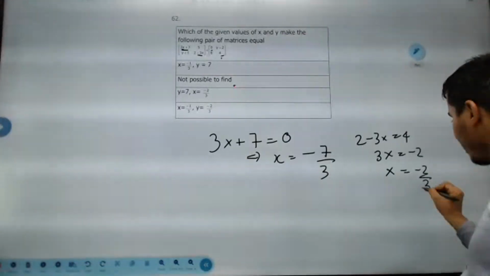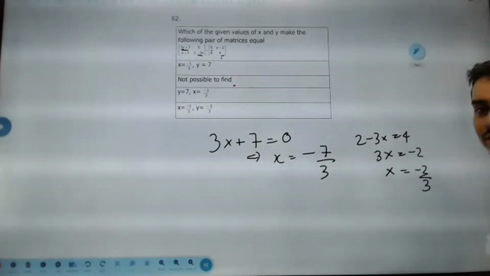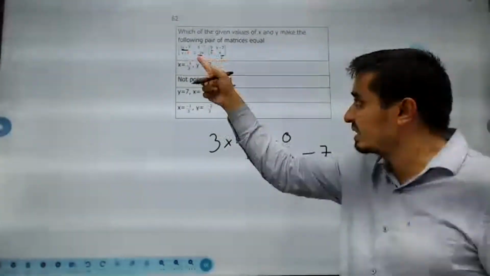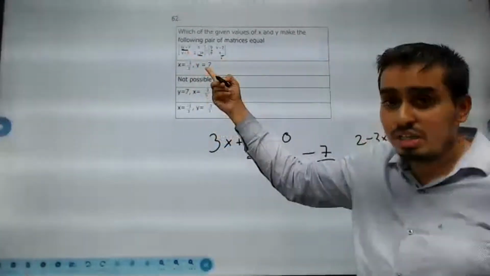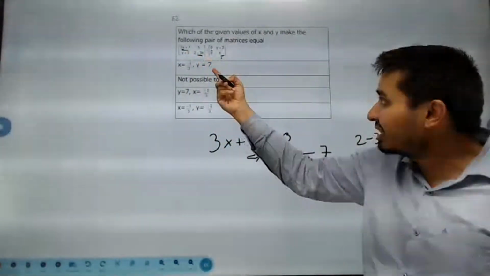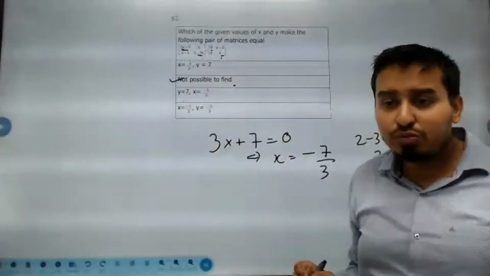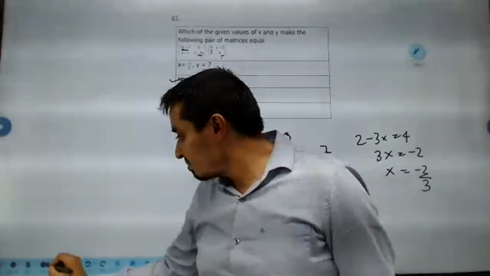So you see that you're getting two different values here and here, right? This is a different value, this is a different value. So basically no single value of x for which these two matrices will be equal. And since you need a value of both x and y, so if there's no single value of x, then there's no need to find a value of y. So basically the answer would be option 2. I hope you've understood. Let's move on to the next one.